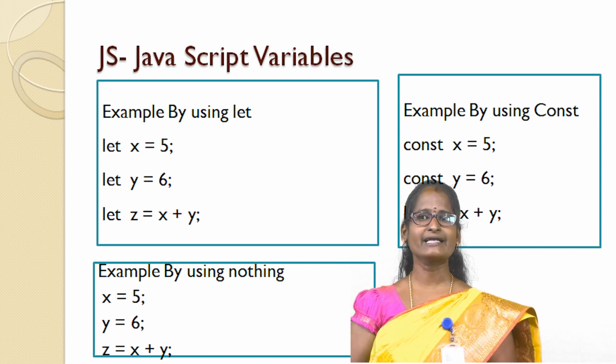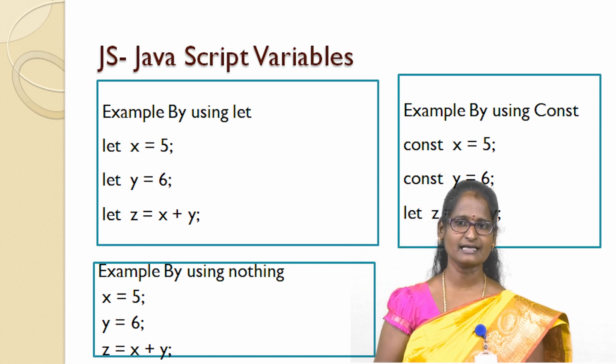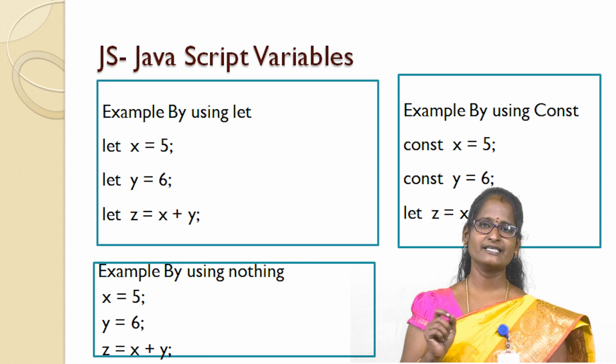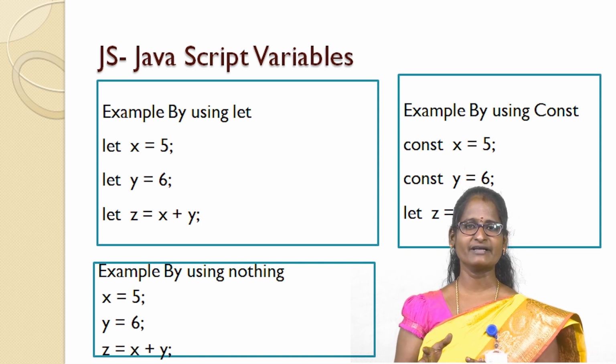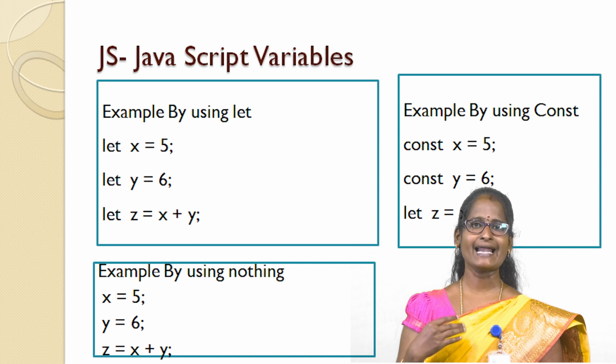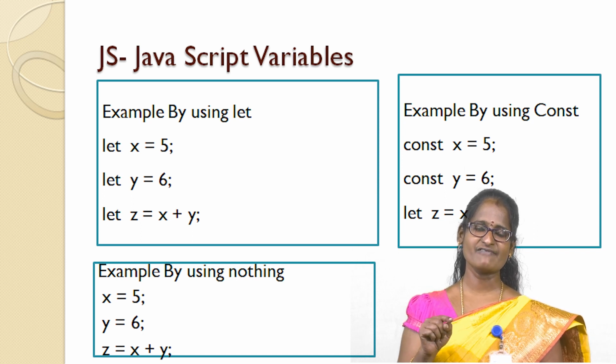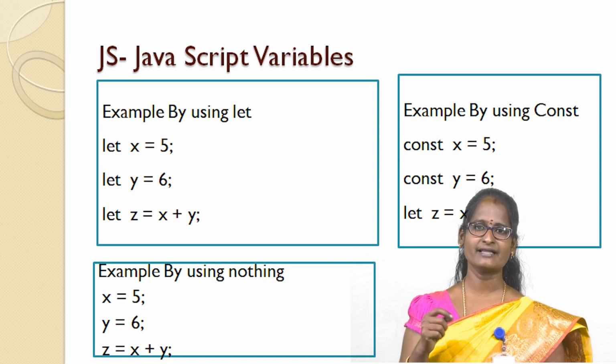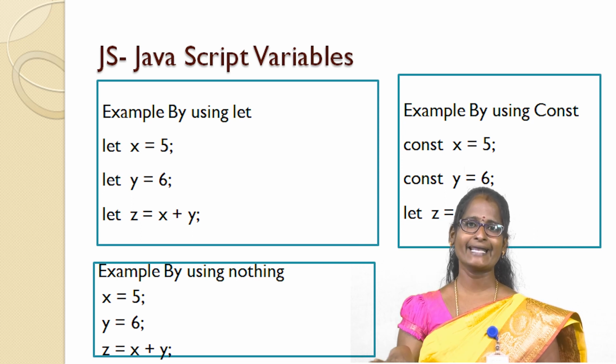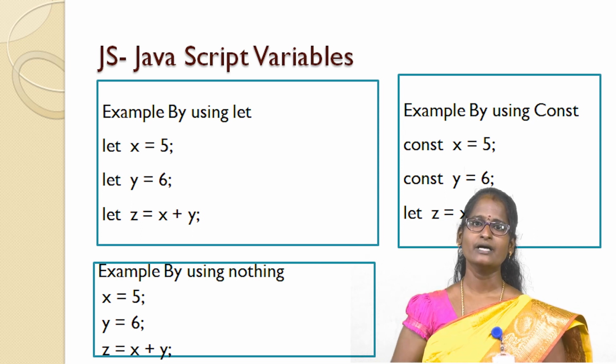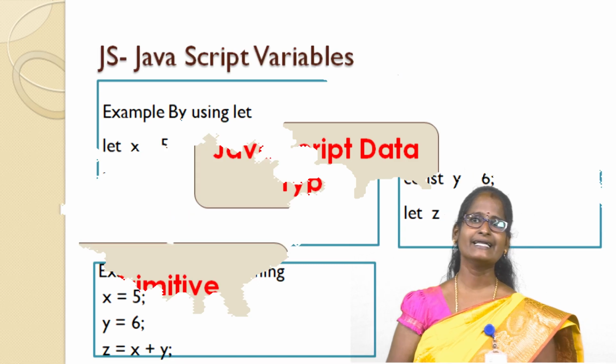JavaScript variable names are case sensitive. For example, name and Name are two different variables in JavaScript. Even though they are the same word, the first has a capital first letter and the next is all lowercase letters. That is case sensitive. The next topic is JavaScript data types.